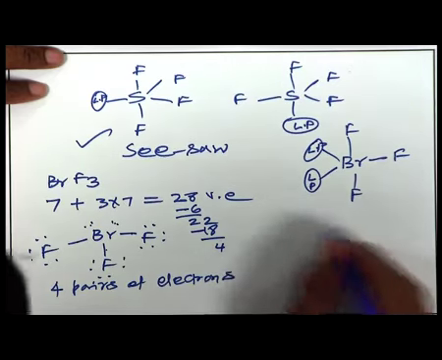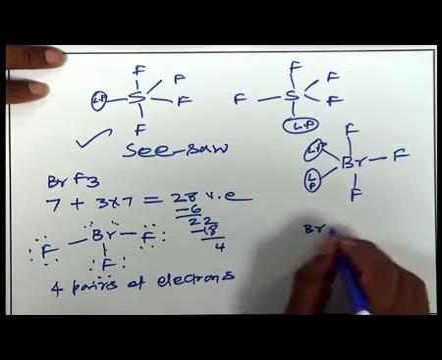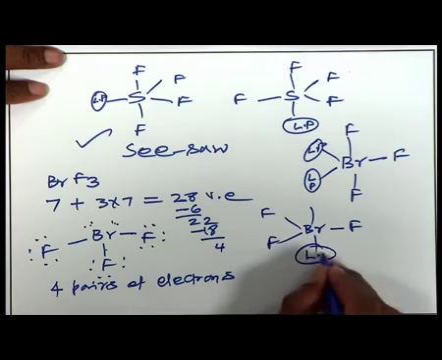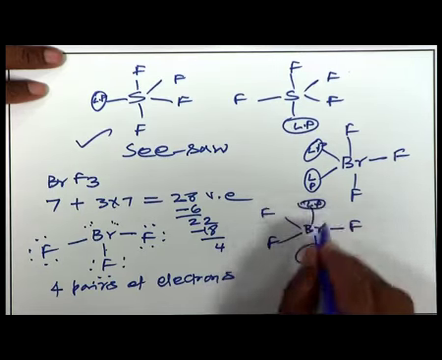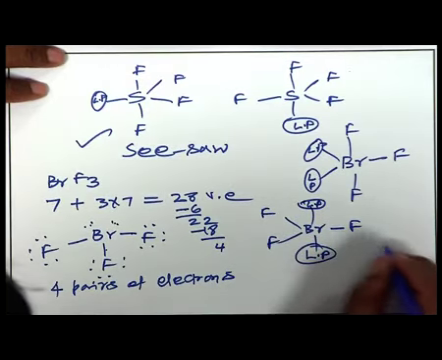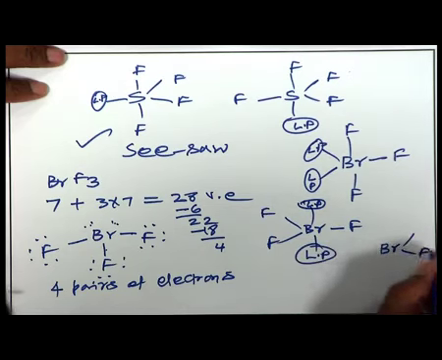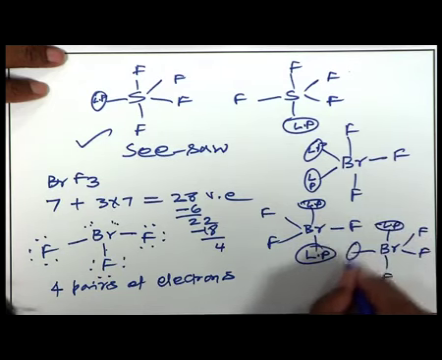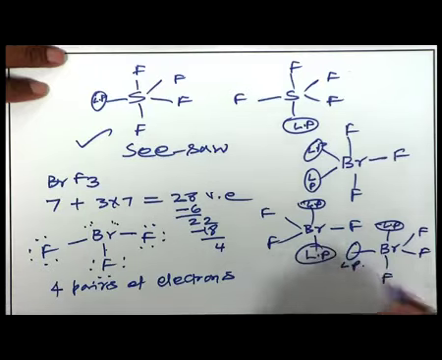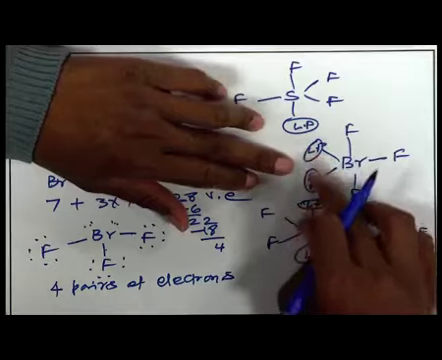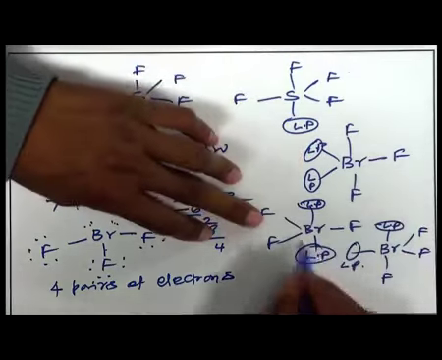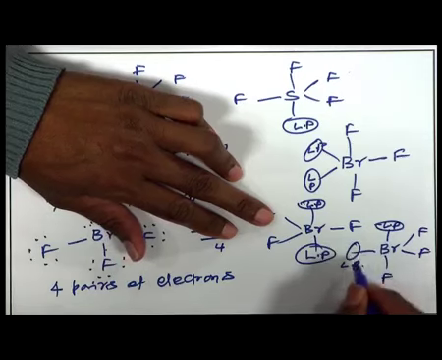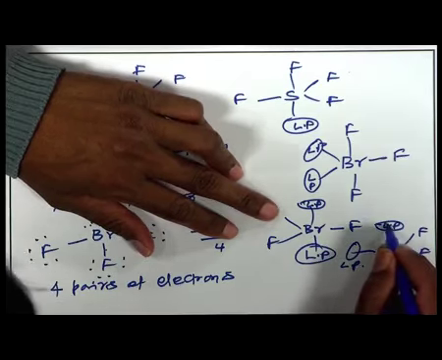You can also have it in this way. Here is a lone pair, here is the lone pair. 2 lone pairs are occupying the axial positions. You can also have an arrangement in this way. Lone pair. So in this structure, 2 lone pairs are in the equatorial positions. In this structure, lone pairs are in the axial positions of the trigonal bipyramidal. In this structure, one lone pair is in the equatorial plane, another lone pair is in the axial position.